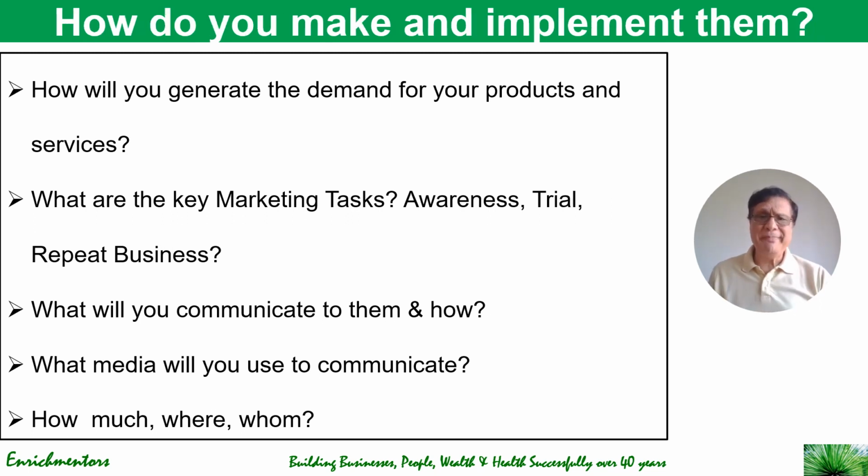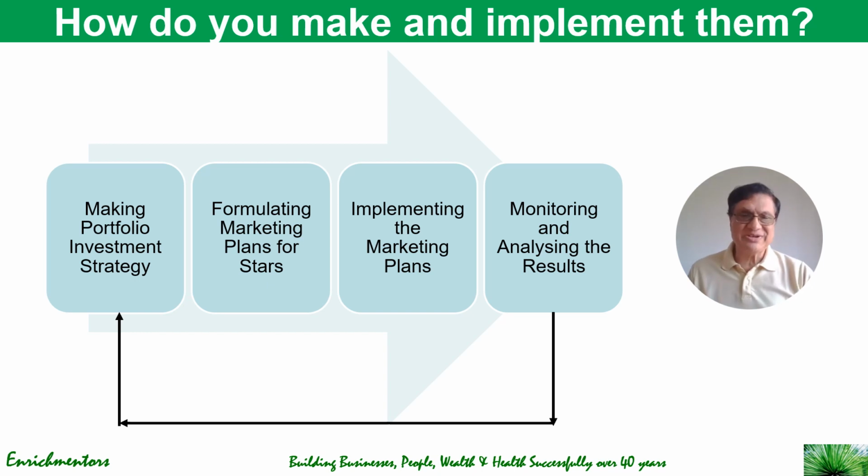So how would you make these decisions and implement them? Any thoughts? There are four steps that you need to take in marketing, and these are not taken by everyone, but by marketing as a function. It starts with making a portfolio investment strategy, and this is normally made by the head of the marketing function, the marketing director, in consultation, obviously, with the business head. So you make the marketing portfolio strategy, and we will tell you what that strategy would mean. These are very strategic decisions.